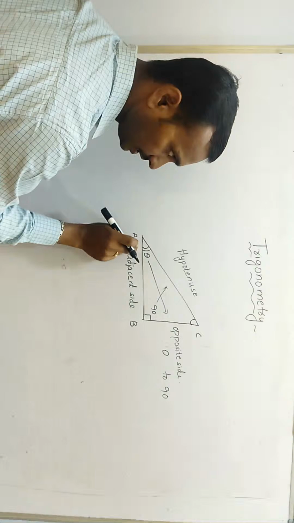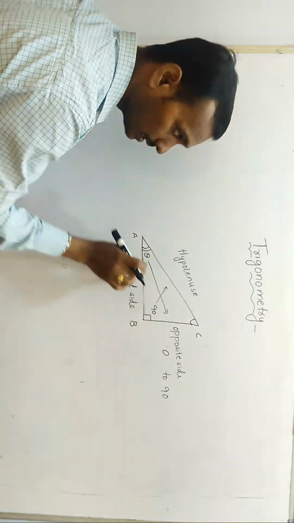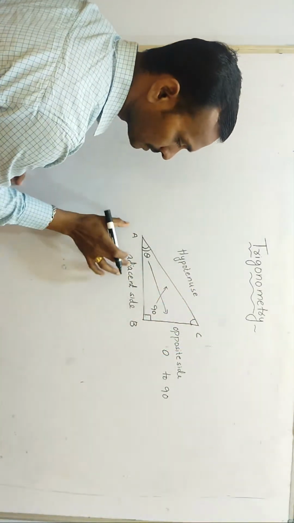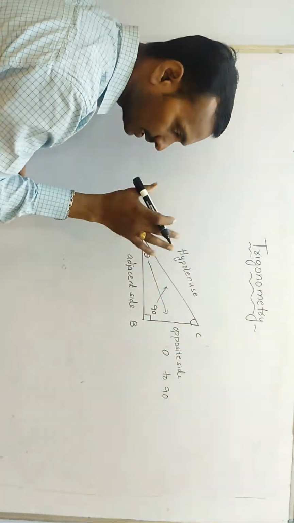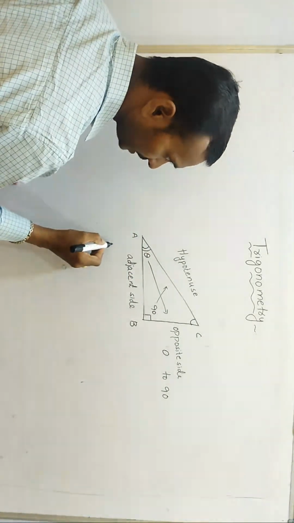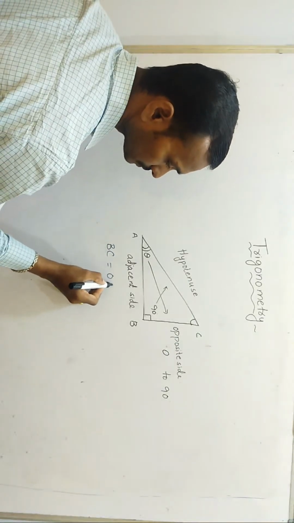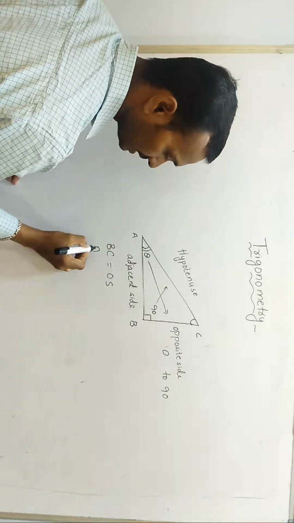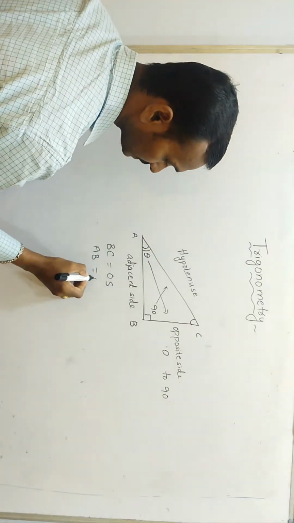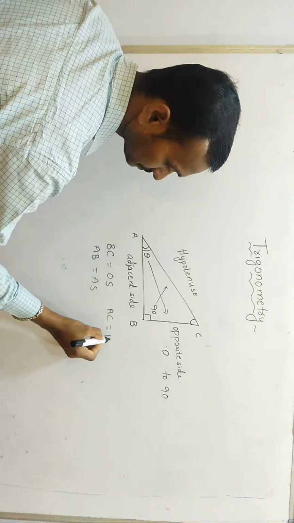If the angle is here, the side which is opposite to this angle is called the opposite side. The side which is adjacent to angle theta is called the adjacent side. So now here BC is the opposite side, AB is the adjacent side, and AC is the hypotenuse.